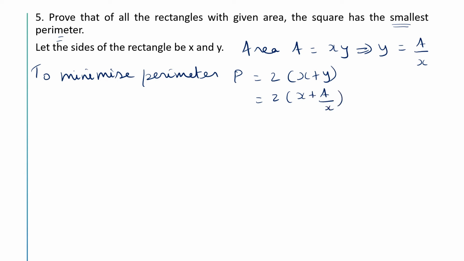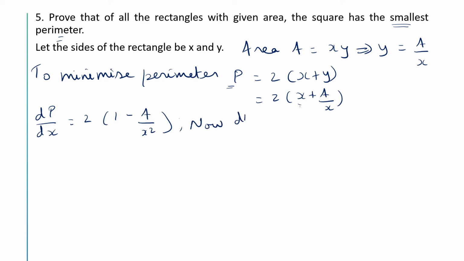So we have to find the value of x for which this P is minimum. Now the steps are as usual. First let us differentiate this with respect to x. So dp by dx is 2 into 1 minus a by x square. Now we know that at the critical points dp by dx equal to 0.